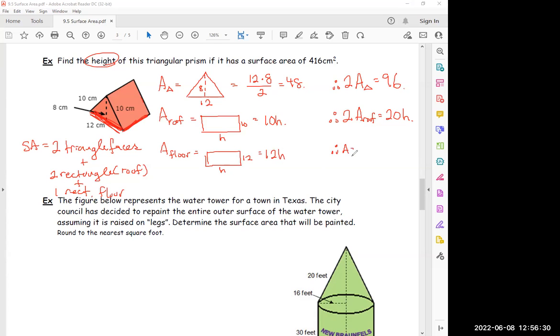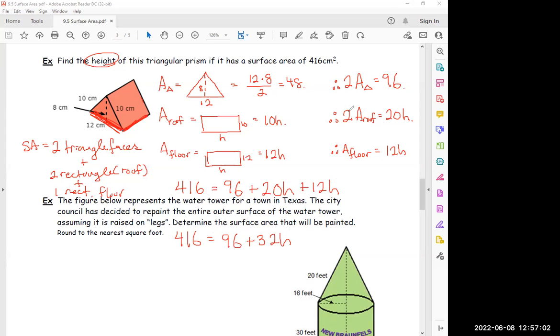Therefore, the area of the floor is 12h. This entire thing is the surface area. So the surface area of 416 is equal to 96 plus 20h plus 12h. 416 is equal to 96 plus 32h.